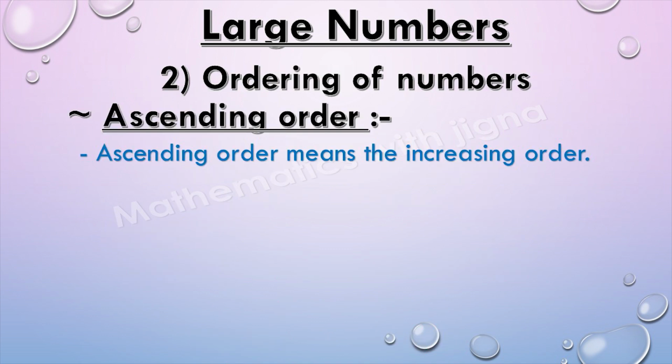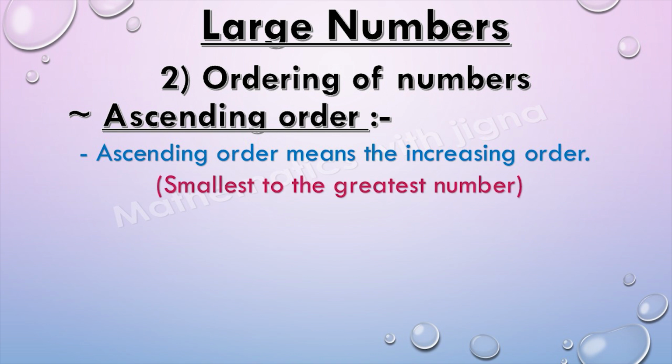Now we will move to number arrangement. In this, we are starting with the ascending order first. Ascending order means the increasing order. We have to write the numbers from the smallest to the greatest number, as we move upstairs. The smallest number comes first and then the next greater number, and like this we keep on writing the next greater number, and lastly we write the greatest number.